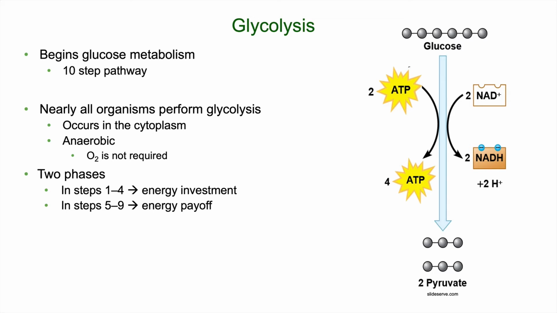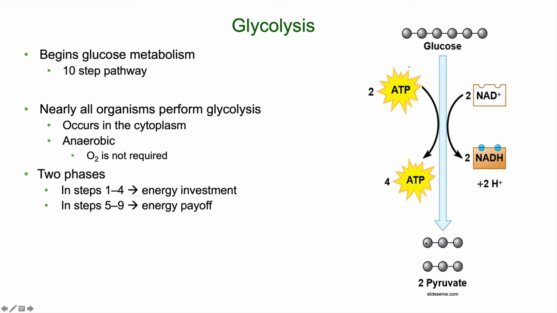Now, glycolysis is actually a 10-step pathway. But I don't need you to focus on every individual step and what's happening. I want you to focus on the overview of what's happening. And the overview is a single 6-carbon glucose, and the carbons are represented by the little gray spheres. 6 carbons, there's a glucose.